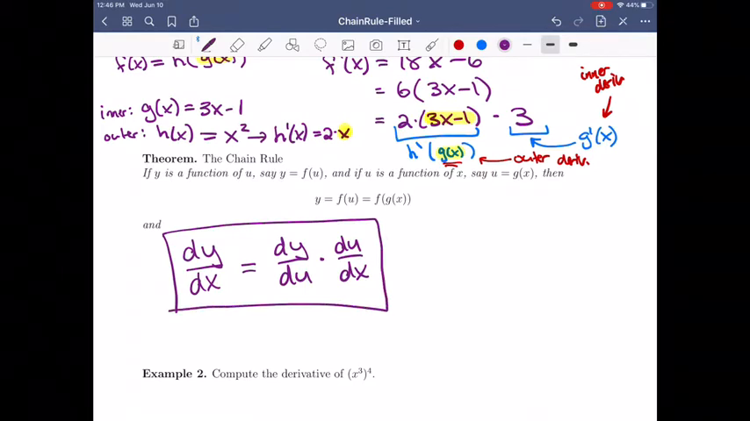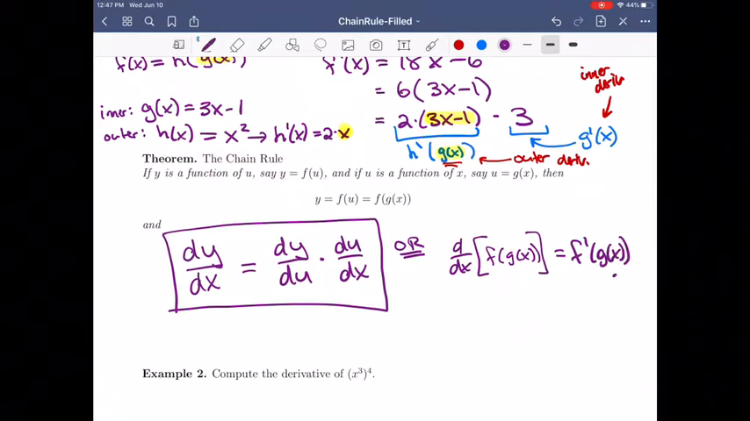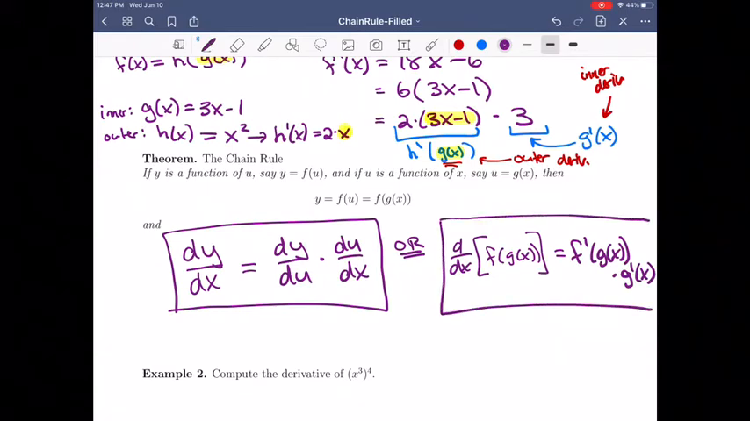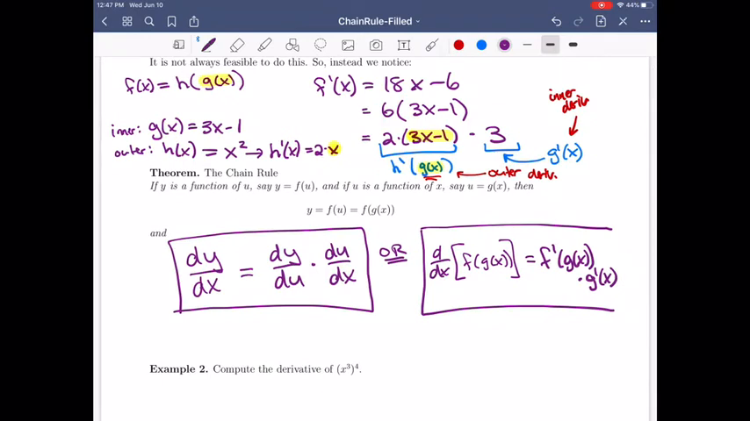Or written another way, the derivative with respect to x of f of g of x is the outer derivative evaluated at the inner part, times the derivative of the inside.